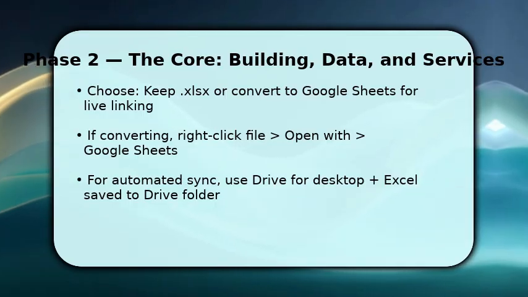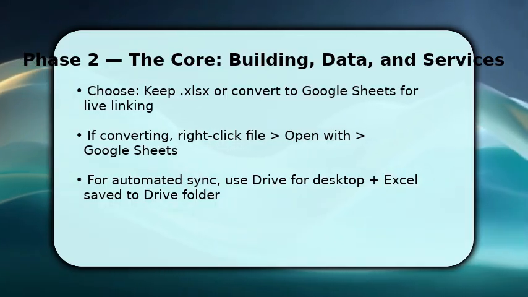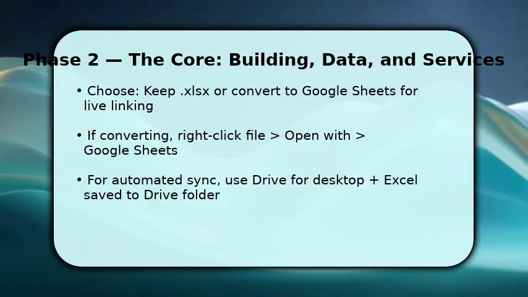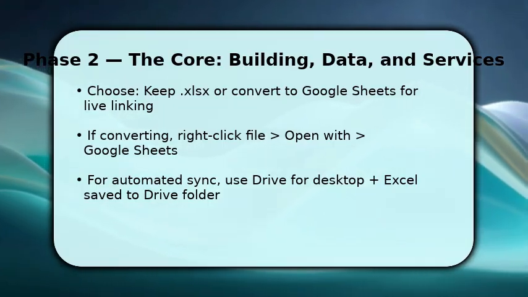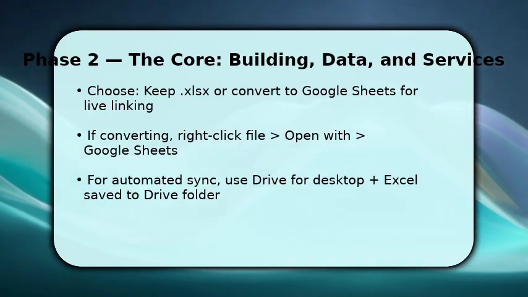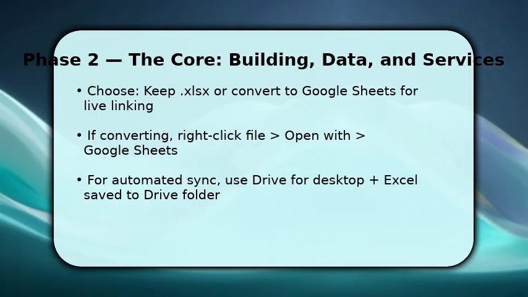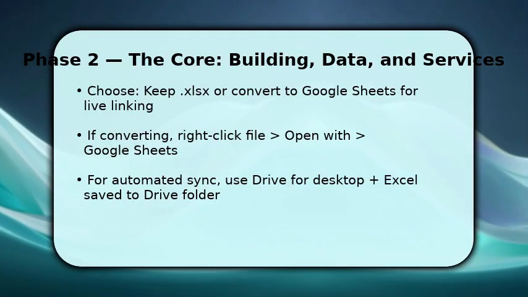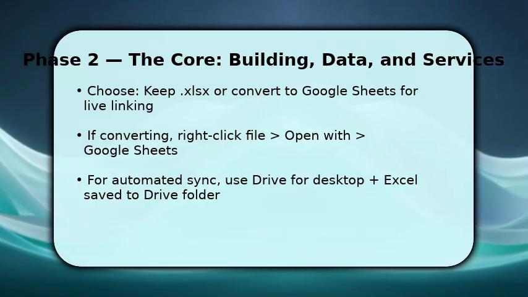If you convert, right-click the uploaded file and choose Open with Google Sheets. This creates an editable copy that updates instantly. If you prefer to edit in Excel, use Drive for desktop so saving in Excel syncs the file to Drive. Once configured, test by making a small change. Then confirm the updated file appears on Drive.